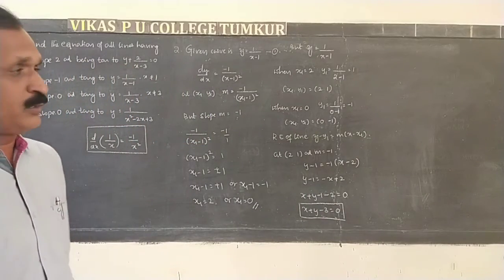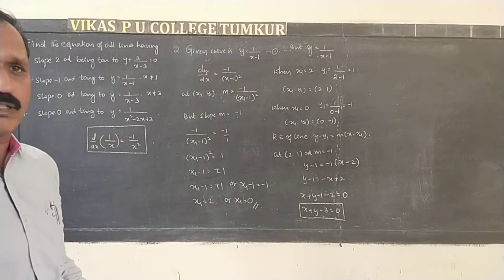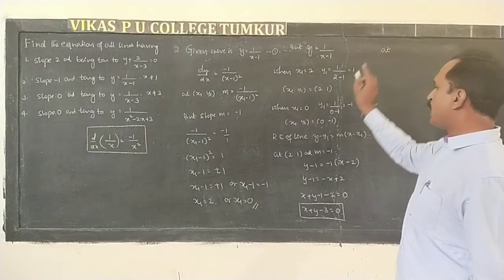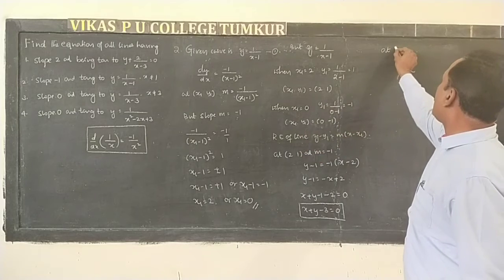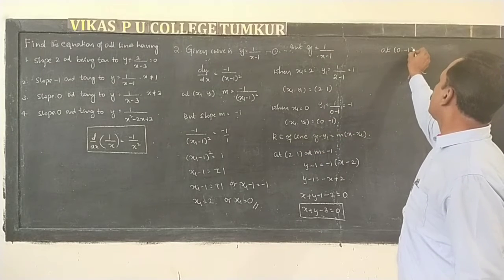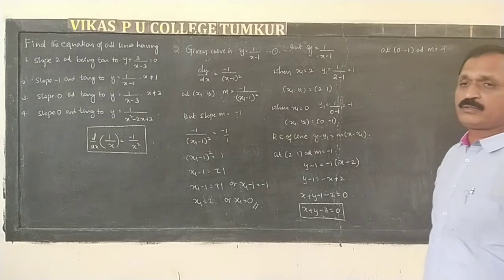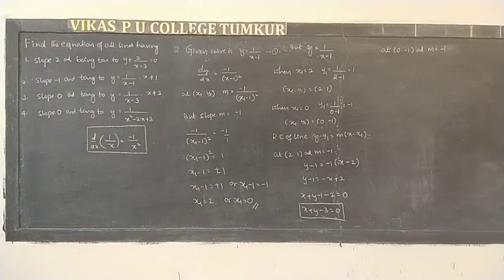Got it? So shall I take one more equation? What is the second point now? 0 comma minus 1 and slope is equal to minus 1. At this point, let me find the equation of line.